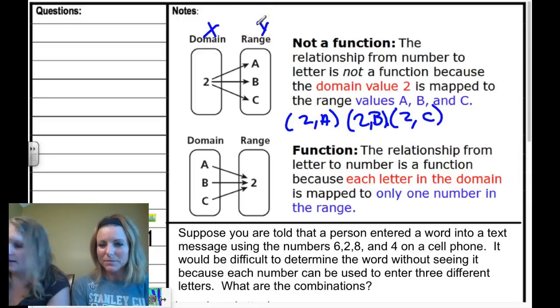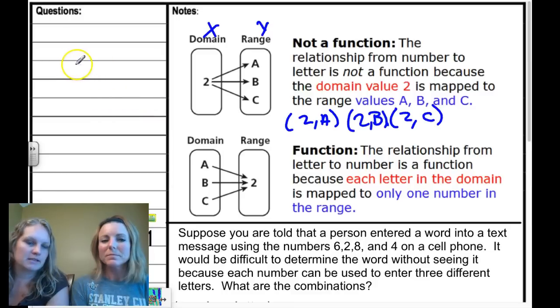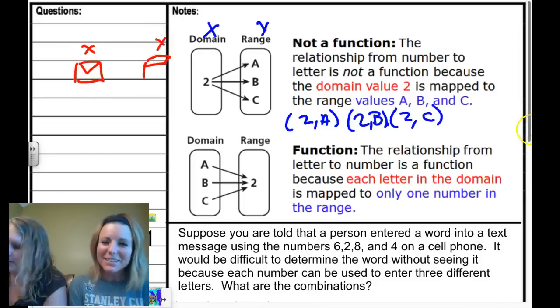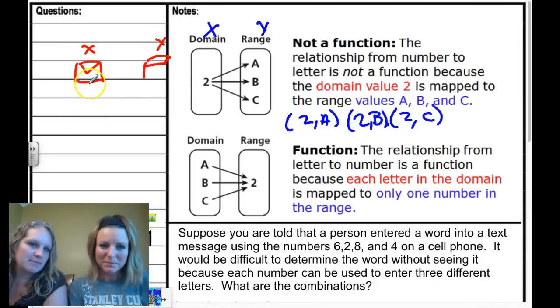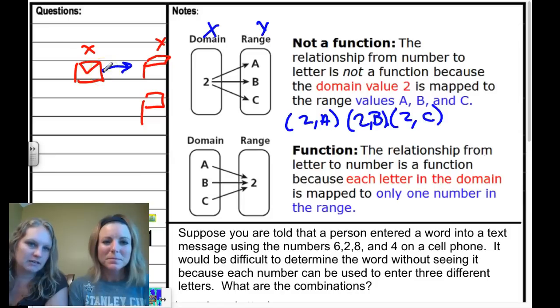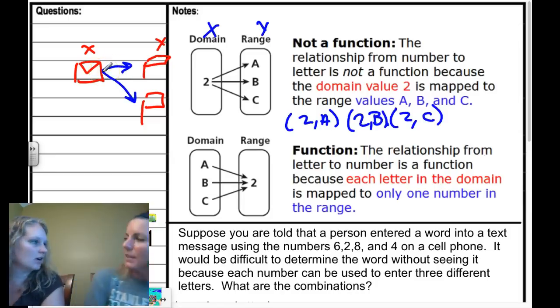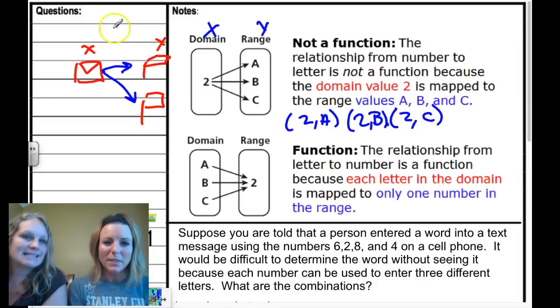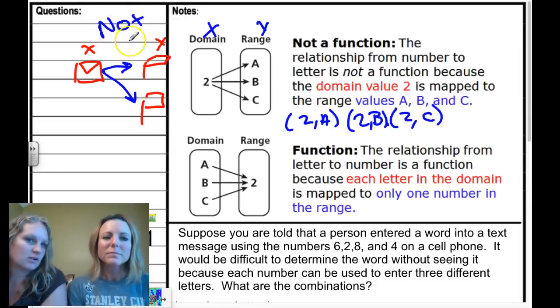Here's what I like to do. I think of a mailbox. We got a mailbox, we got a piece of mail. My mail is X. My mailbox is Y. Can I ever take my piece of mail and put it in 2 different mailboxes at the same time? No. Could I ever put this same piece of mail here and here? Absolutely not, unless I ripped it up, and that's a federal offense, and we don't want that. Correct. So this is not a function. I like that analogy.